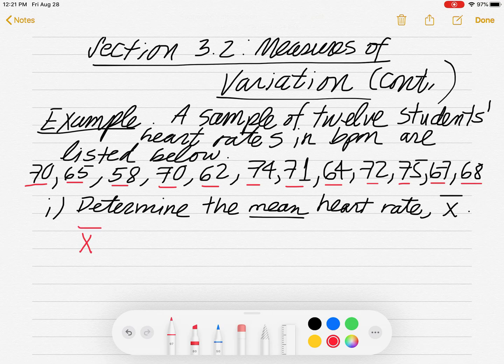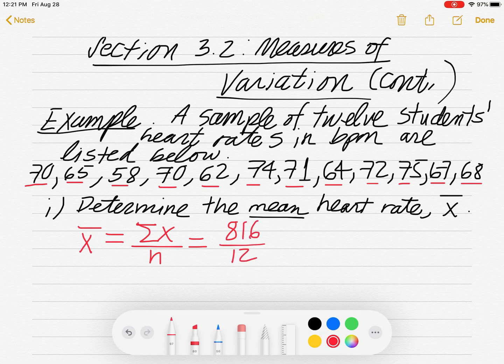That's called X bar, right? X bar is going to be the sum of all the X's divided by the sample size, N. So you're going to add up all those numbers: 70 plus 65 plus 58 plus 70 plus 62 plus 74 plus 71 plus 64 plus 72 plus 75 plus 67 plus 68. I got 816.